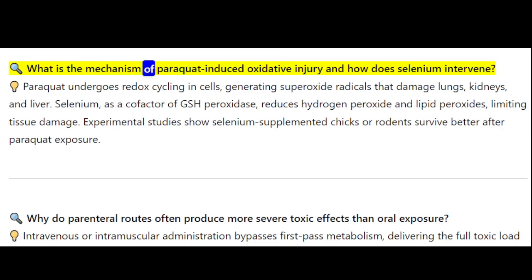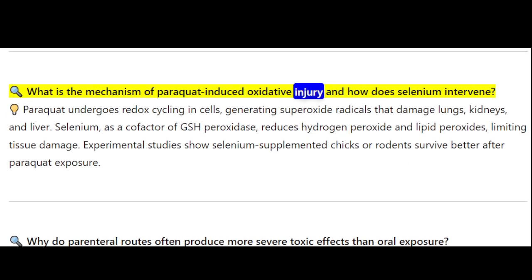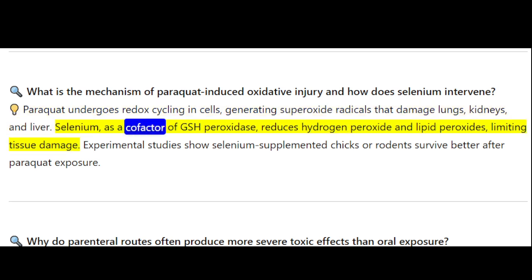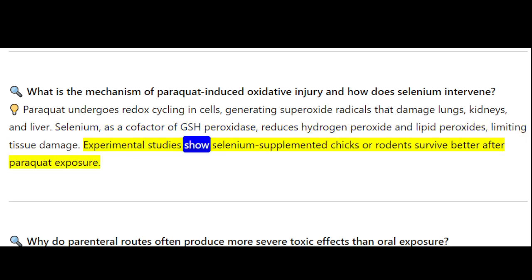What is the mechanism of paraquat-induced oxidative injury and how does selenium intervene? Paraquat undergoes redox cycling in cells, generating superoxide radicals that damage lungs, kidneys, and liver. Selenium, as a cofactor of GSH peroxidase, reduces hydrogen peroxide and lipid peroxides, limiting tissue damage. Experimental studies show selenium-supplemented chicks or rodents survive better after paraquat exposure.